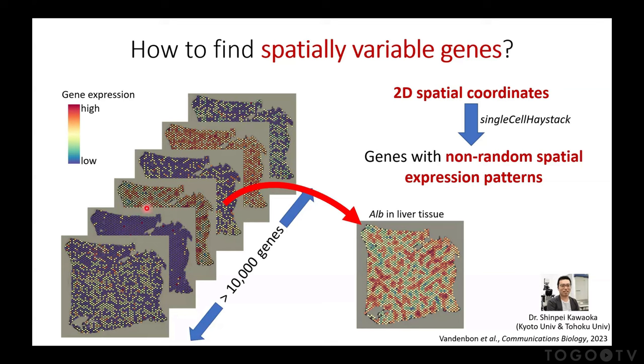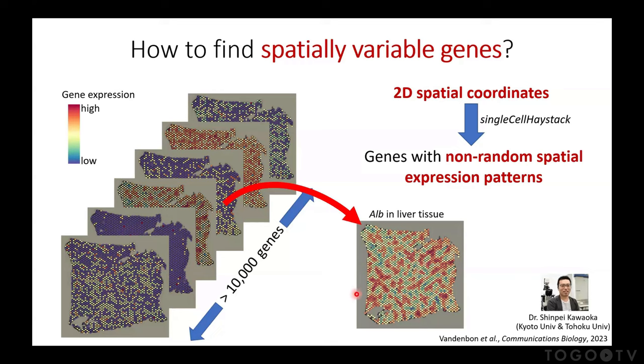So this is an example for a mouse liver tissue. For more than 10,000 genes, we can see for every gene within that tissue where the expression is high or low. And many of the genes look like this, like random noise, I guess. But some of them look like this one. This is albumin. It has a very peculiar pattern. It's high and then low and high and low and high and low. So it reflects the structure of the liver tissue, something called liver zonation.